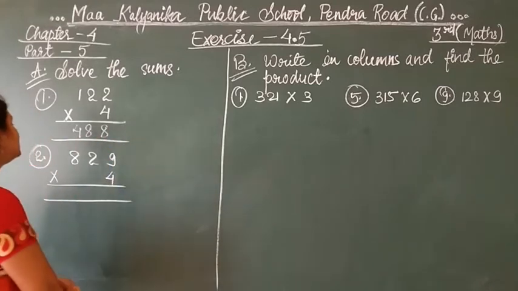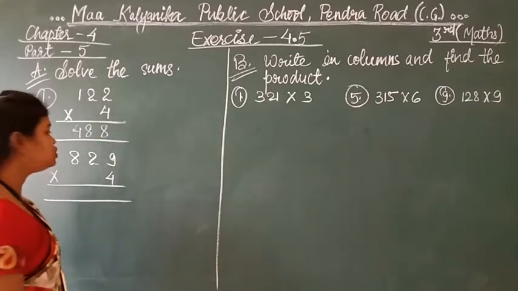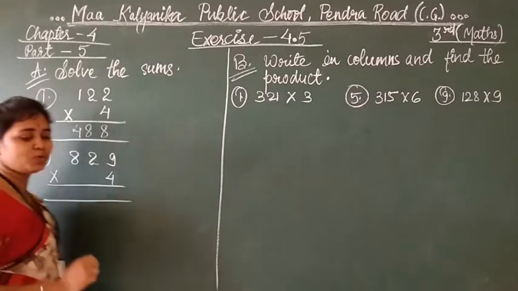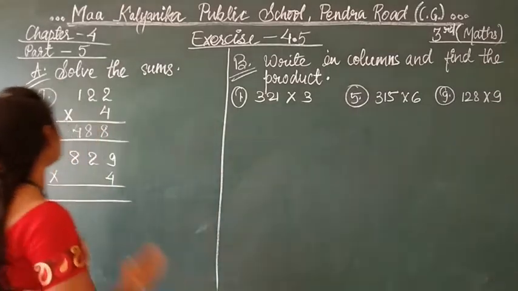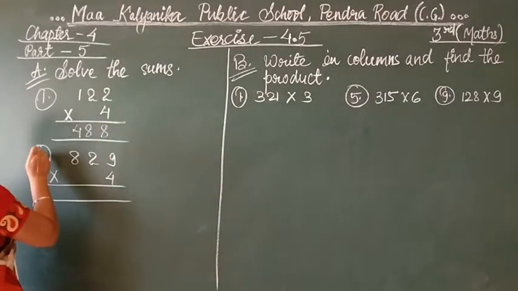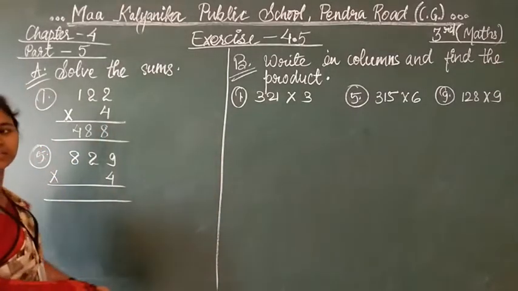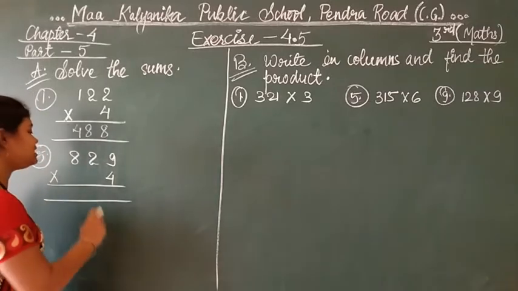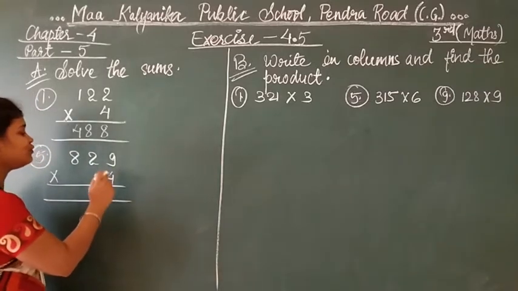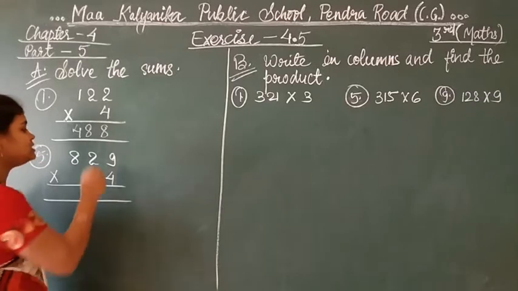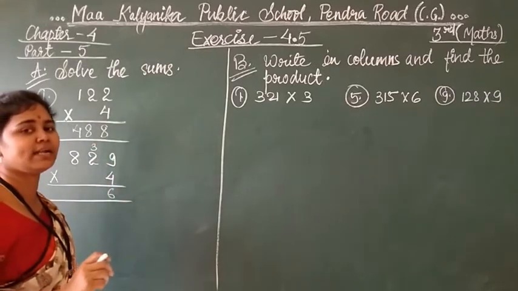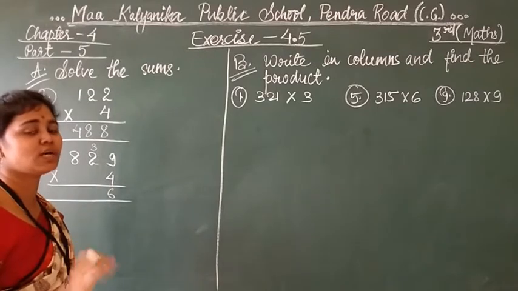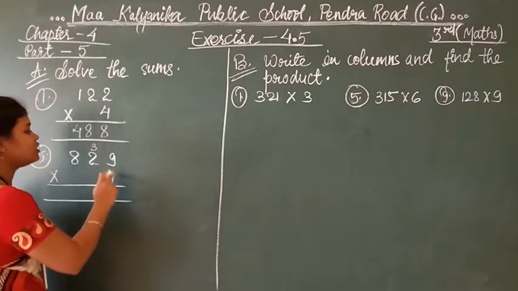Now moving to question number 2. Here the question is different, so I am solving question number 5. Question number 5 is 829 multiplied by 4. So 4 9s are 36. You can read the table: 9 1s are 9, 9 2s are 18, 9 3s are 27, 9 4s are 36, or 4 9s are 36.